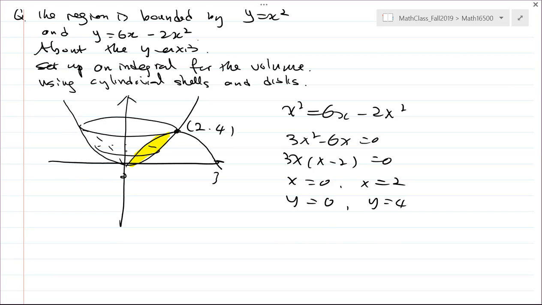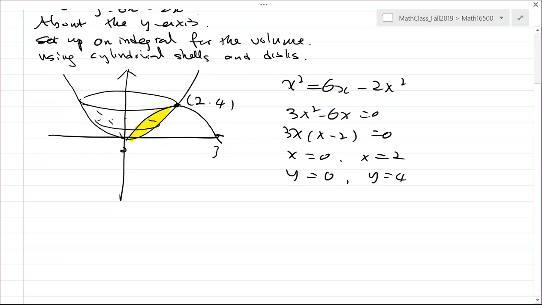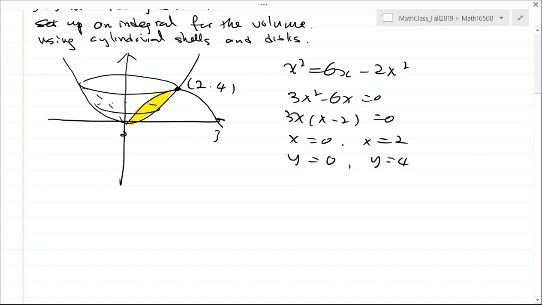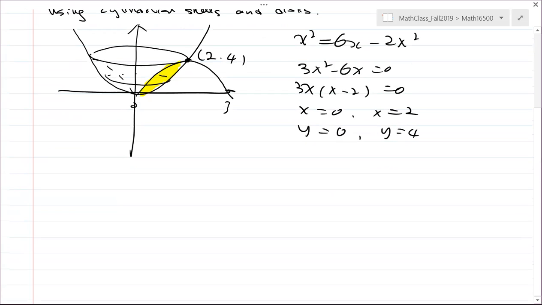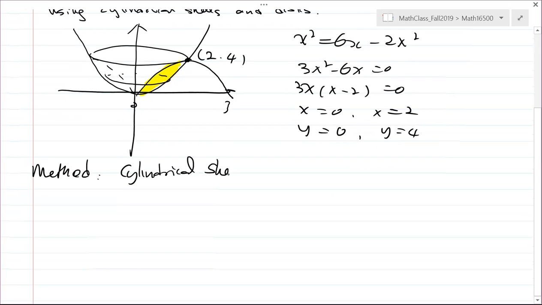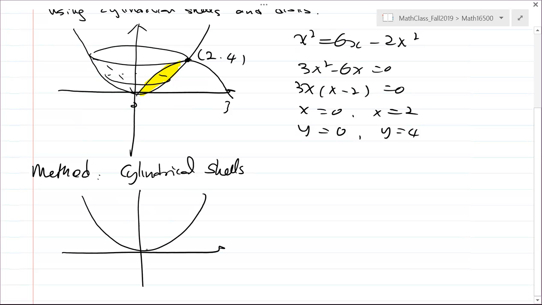Right. So now, the first method is going to be used. I don't know which method you're going to use, right? You're going to use disk, or you're going to use cylindrical shell. If you use cylindrical shells, you are going to the first method. Okay, cylindrical shells. I'm not going to use the same picture. I just redraw it again. Right. This is a picture.